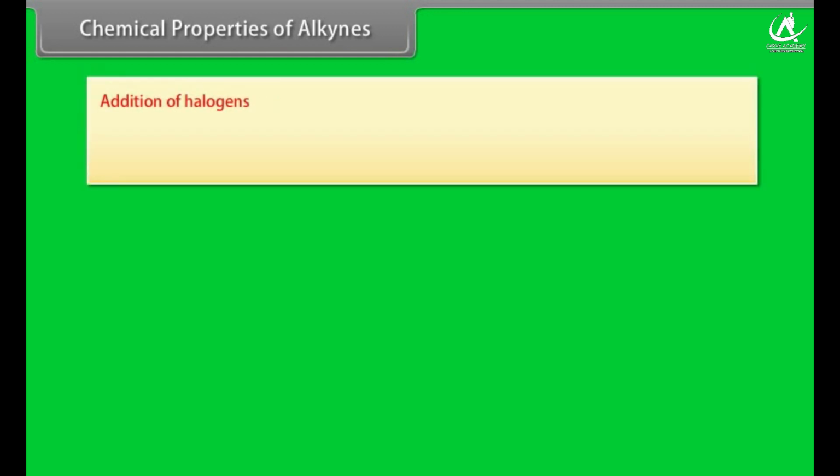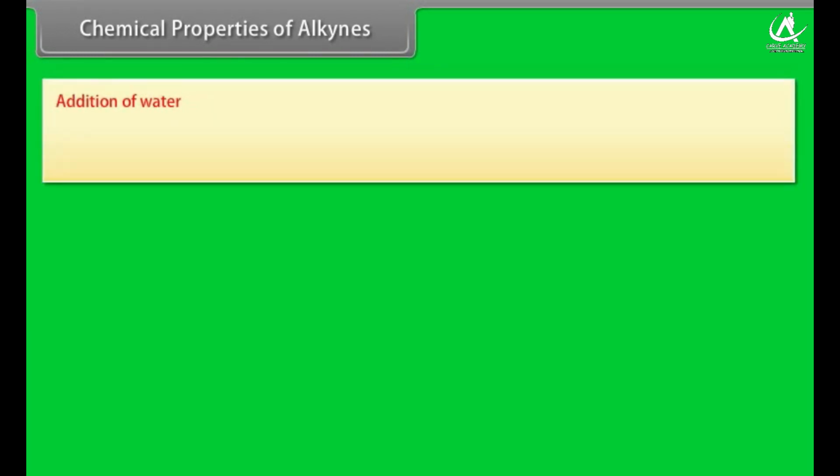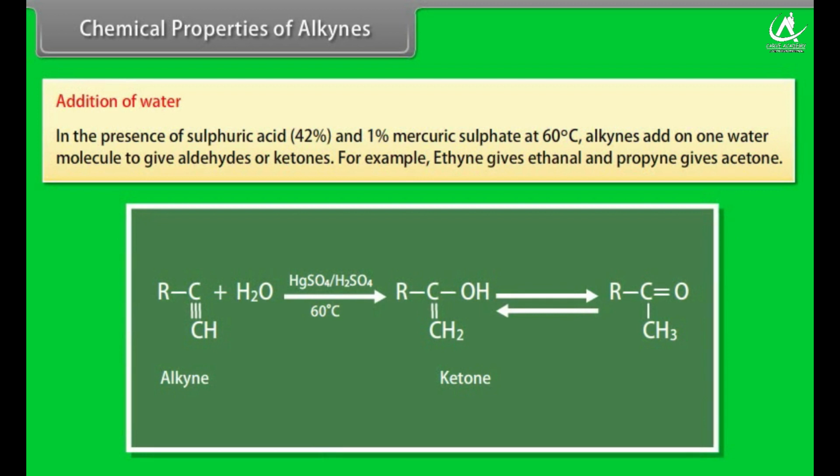Addition of halogens. Alkynes react with halogens, Cl2 or Br2, in the dark, forming dihaloalkenes first and finally tetrahaloalkanes. The reaction gets accelerated in the presence of light or halogen carriers. Addition of water. In the presence of 42% sulfuric acid and 1% mercuric sulfate at 60 degrees centigrade, alkynes add on one water molecule to give aldehydes or ketones. For example, ethyne gives ethanal and propyne gives acetone.